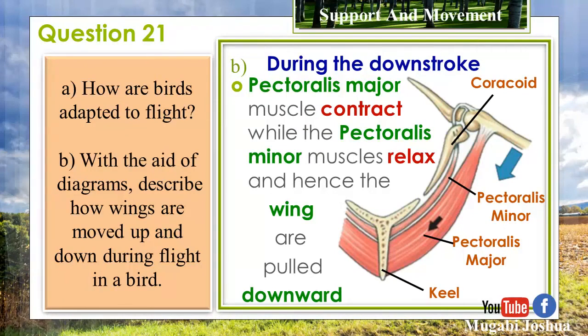Pectoralis major muscle contracts while pectoralis minor muscle relaxes, and hence the wings are pulled downwards. So when pectoralis major contracts and pectoralis minor relaxes, the wing is lowered downwards.